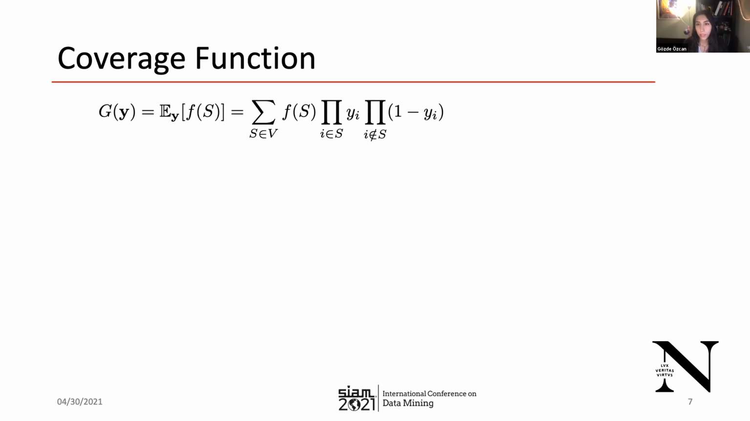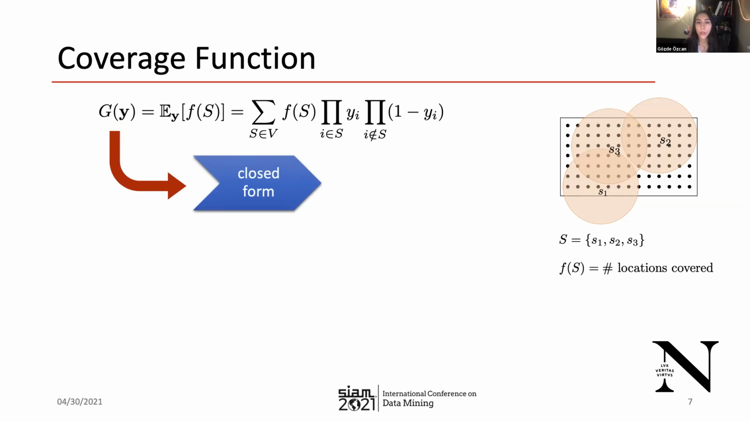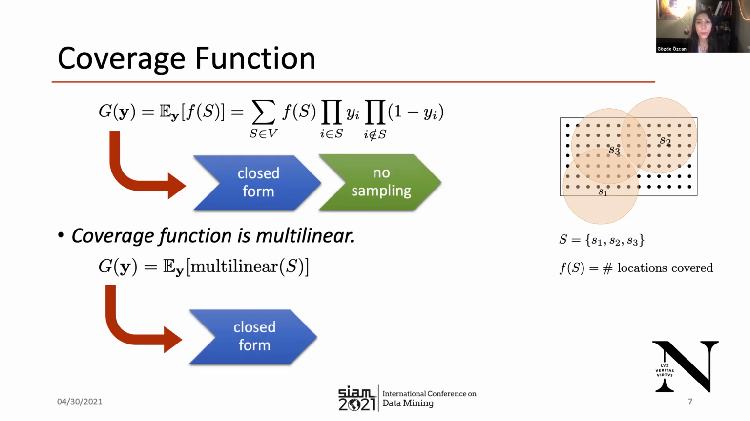However, this is not always the case. There are problems for which the multilinear relaxation is easy to compute. For example, when f is the coverage function, multilinear relaxation of f has a closed form. Therefore, it does not require sampling. The reason why this happens is that the coverage function is a multilinear function. Moreover, this holds for all multilinear functions, meaning their multilinear relaxation has a closed form and they don't require sampling.